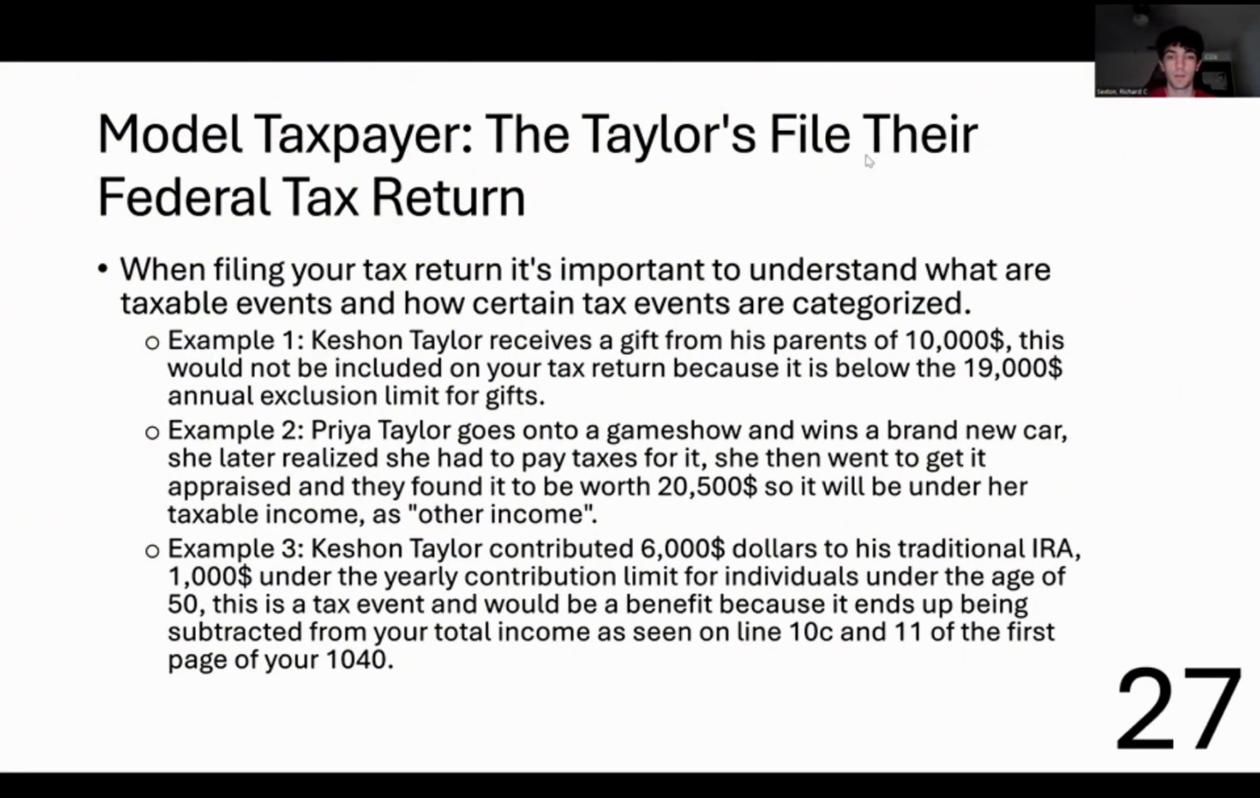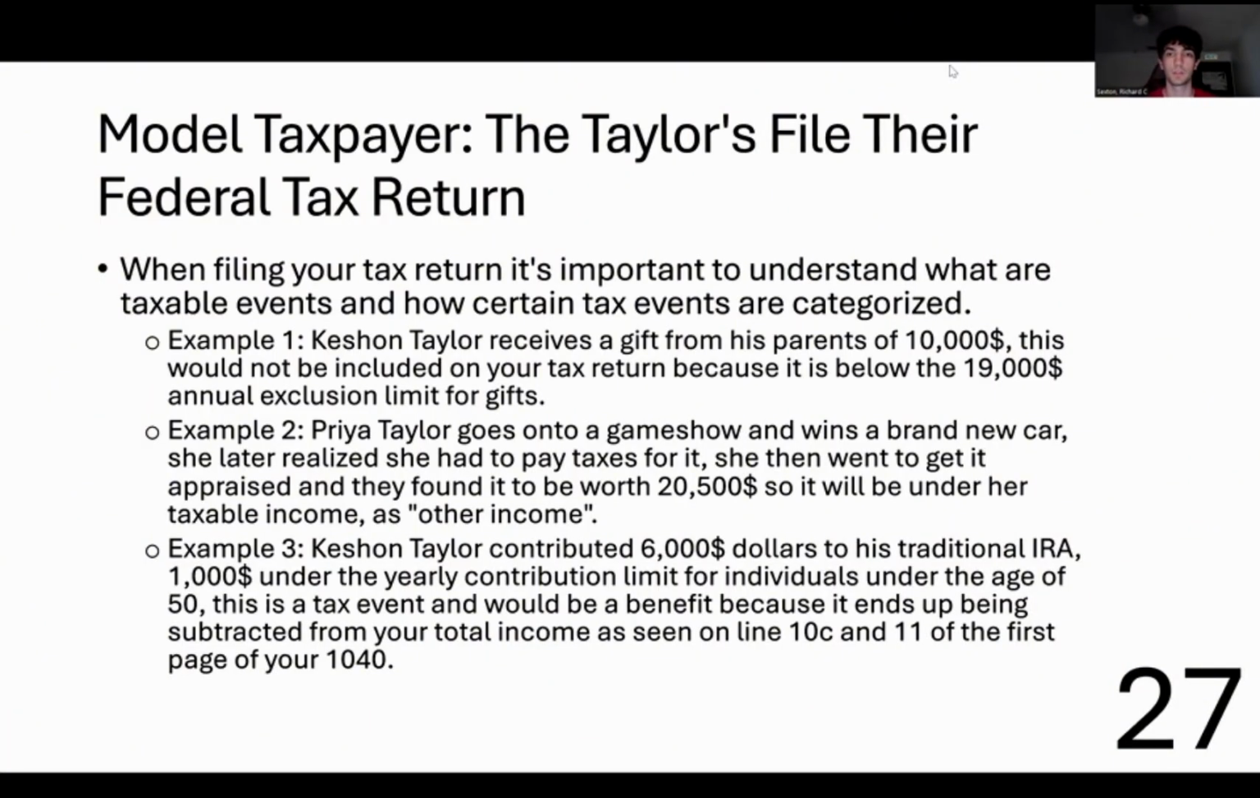Example 3, Keyshawn Taylor contributed $6,000 to his traditional IRA, $1,000 under the yearly contribution limit for individuals under the age of 50. This is a tax event and would be a benefit because it ends up being subtracted from your total income, as seen on lines 10C and 11 of the first page of your 1040. That all being said, let's see what a 1040 looks like and how these events would apply.